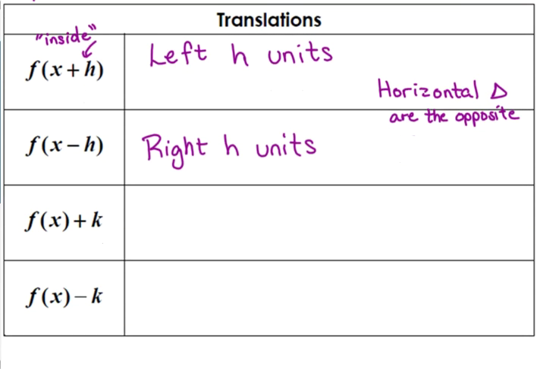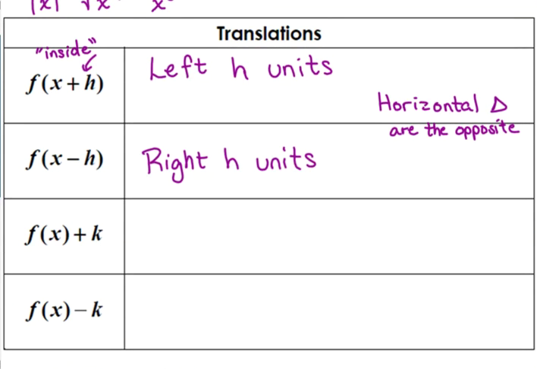Now the next ones there, f of x, notice the difference in the parentheses. Okay, the parentheses end, so that means you're taking the function and you're adding k to it. So that's what moves it up, k units.